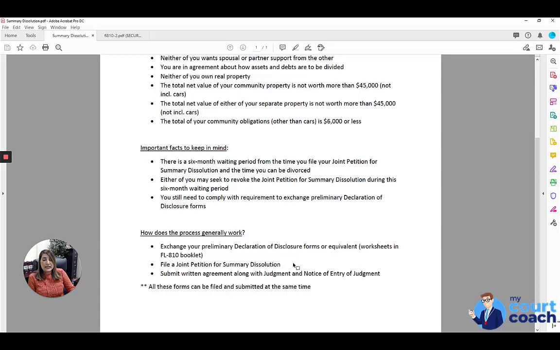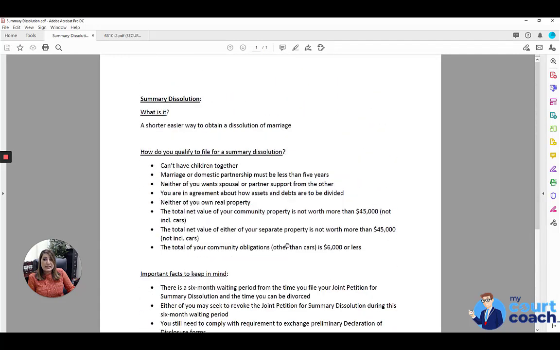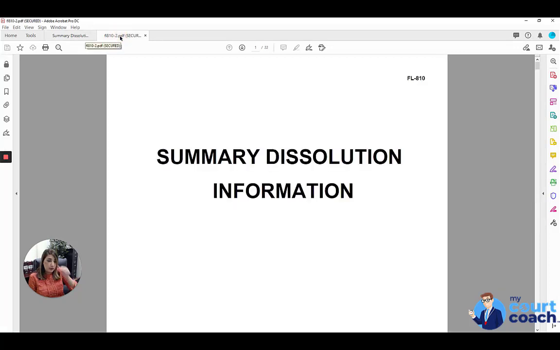So when we say that this is an easier process, that's what we are talking about. As stated, this is a 22-page booklet that gives you everything you need to know on summary dissolution. It's our goal here to provide that information to you, and we're going to have videos that provide more in-depth explanation of the different forms that you'll be needing to file, as well as how to prepare a settlement agreement to attach to your judgment.